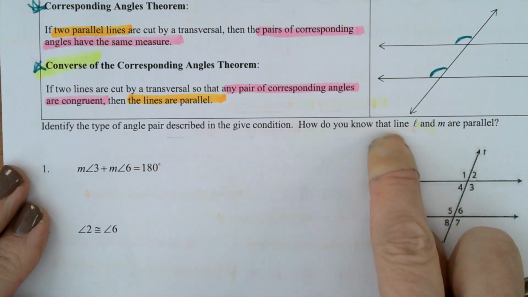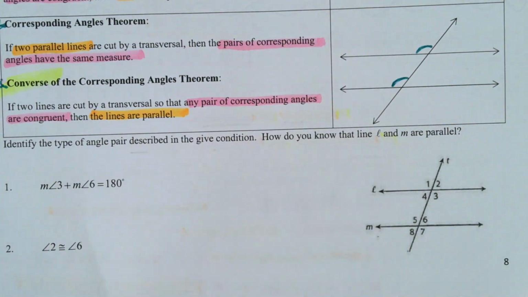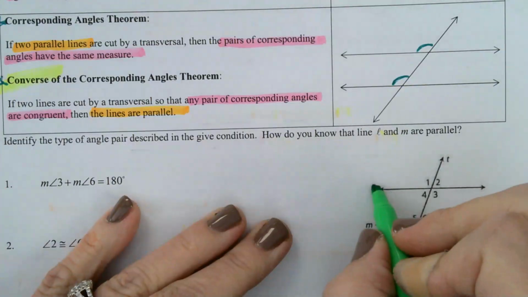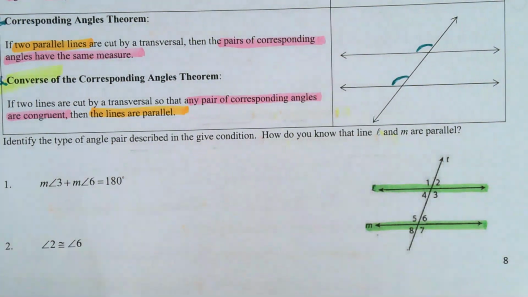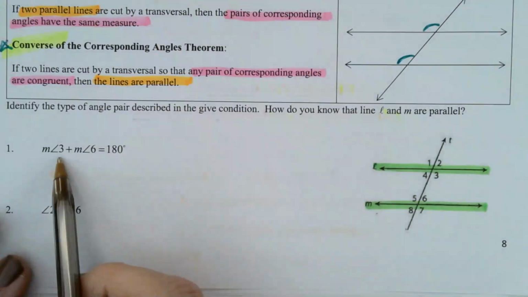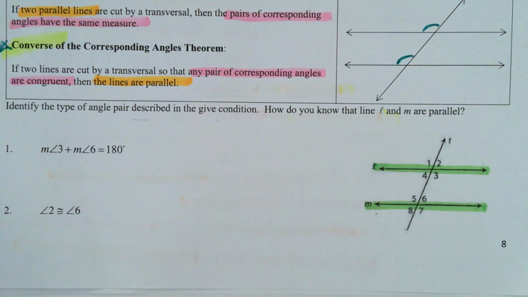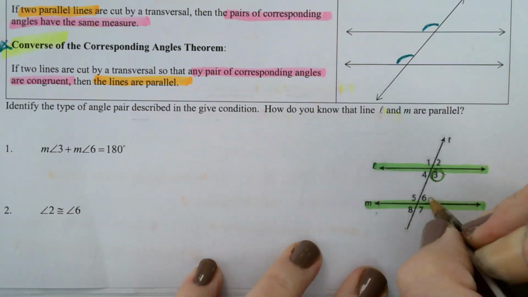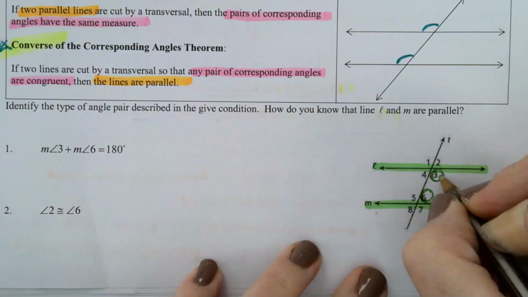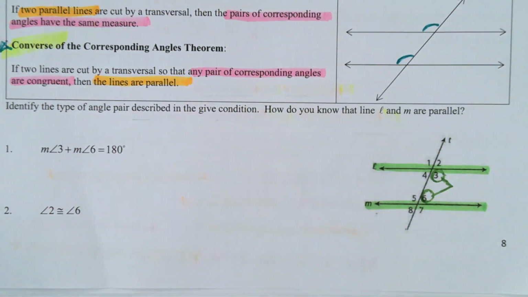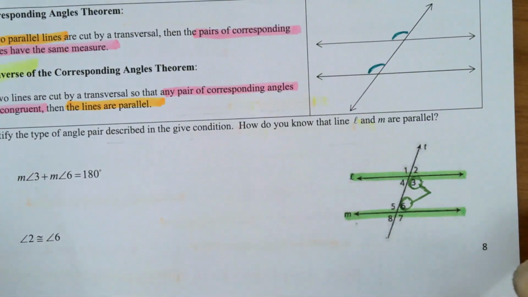How do you know that lines L and M are parallel? What we're having to prove is why those lines are parallel. There's no symbol on there that tells me they are. So why are they parallel? This says that angle 3 plus angle 6 equals 180. So look over here. We've got angle 6 and angle 3, and it says those equal 180.